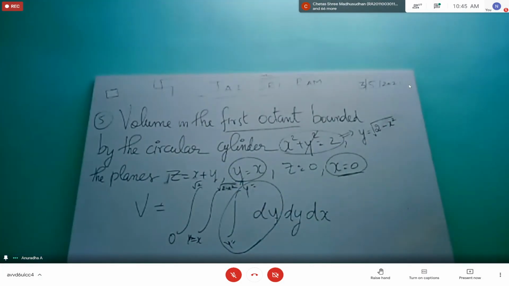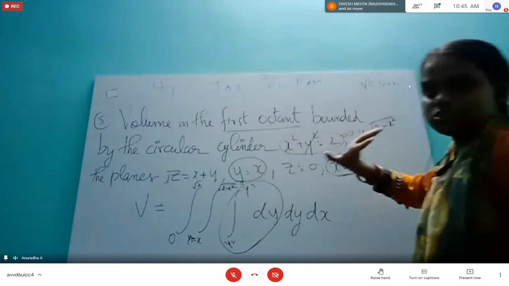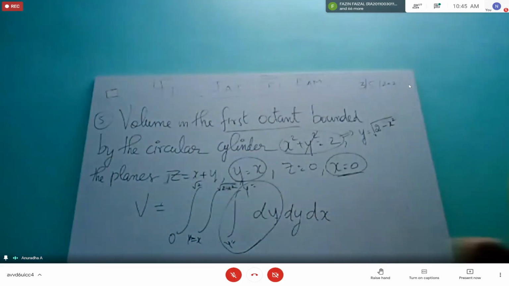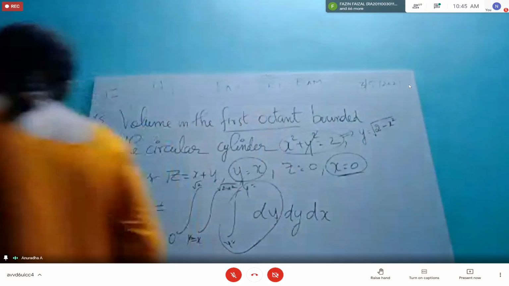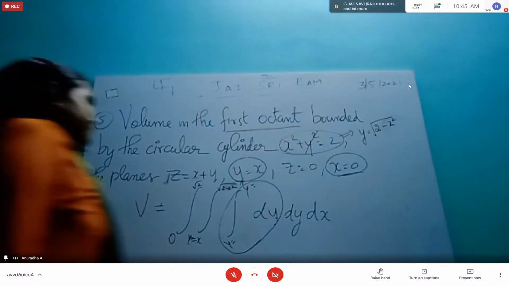Okay, understood. Once a solid definition of the limits is done, that variable should vanish because it's a definite integral. For volume, the answer must come in numbers. So the final answer, I will say, is 2 root 2 upon 3.